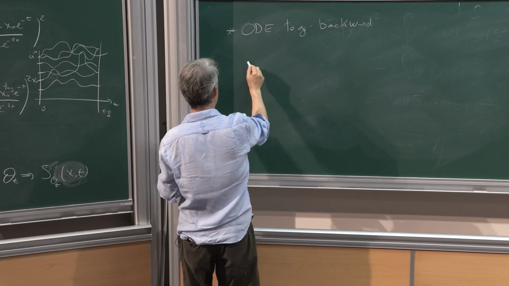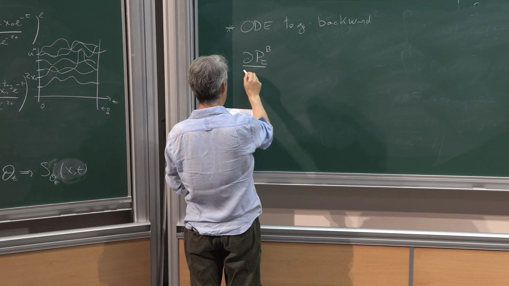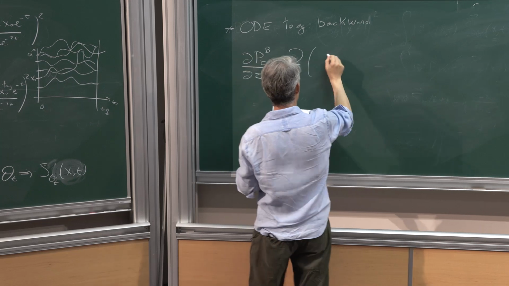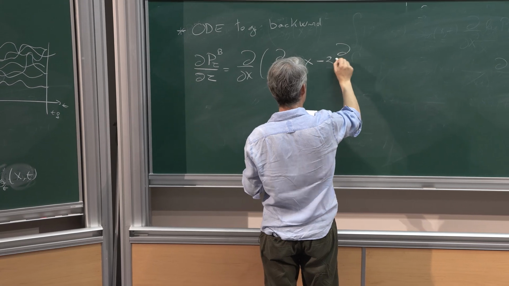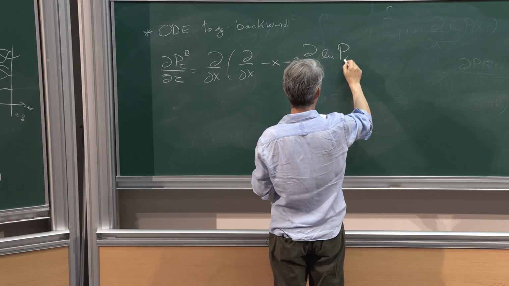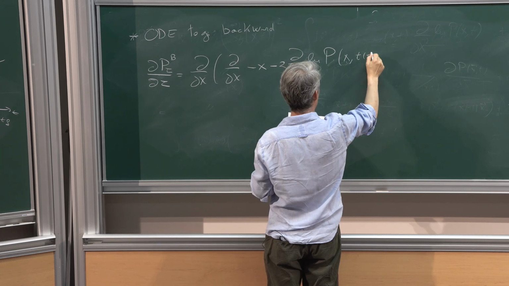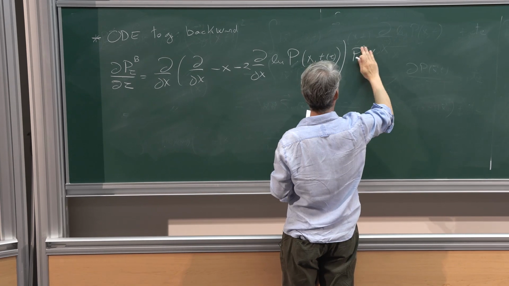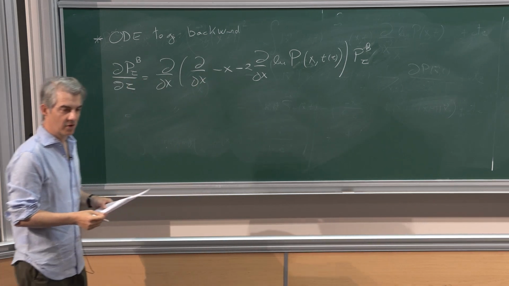Well, it's quite simple. Let's write again the backward probability distribution in this way: d tau of p is equal to dx of minus x minus twice dx of log of p, where this is p of x, t of tau, applied over p of tau. My notation is changing in time. Okay, so this is the backward Fokker-Planck equation.